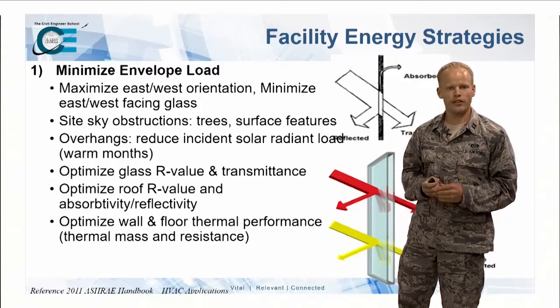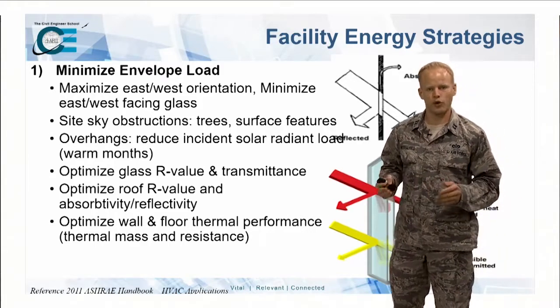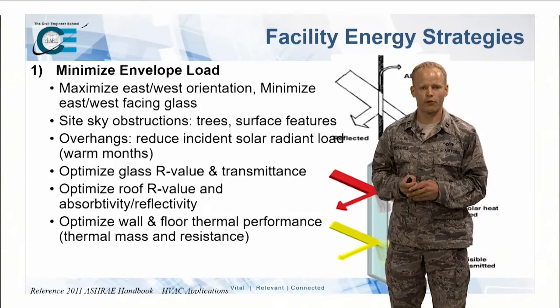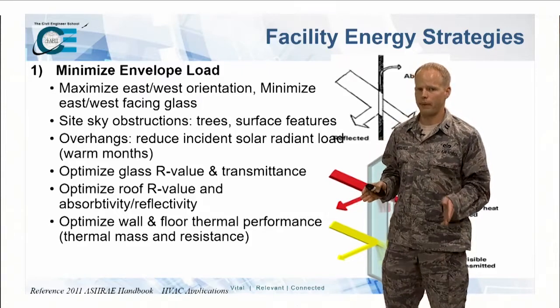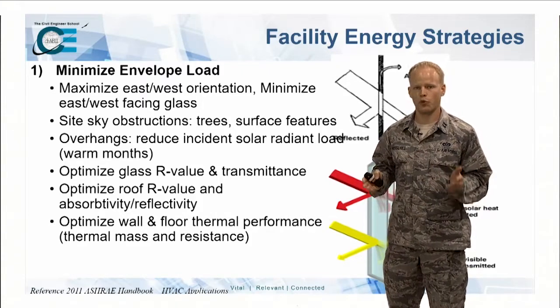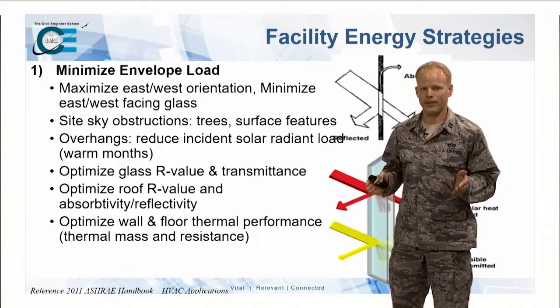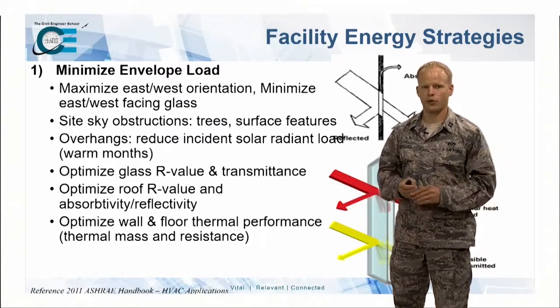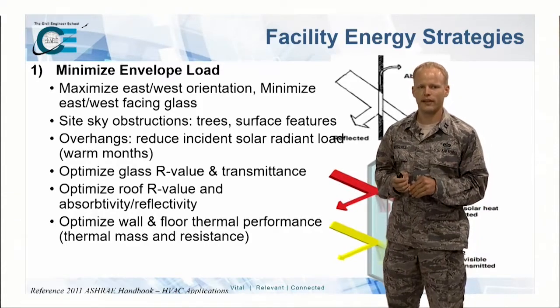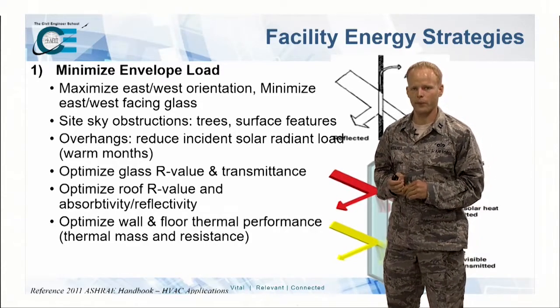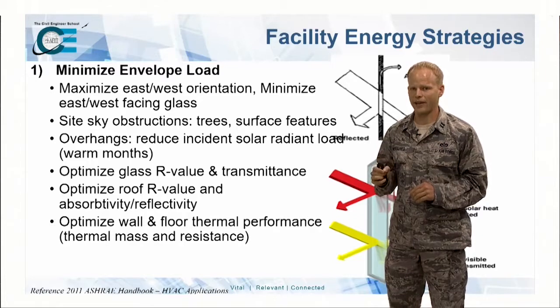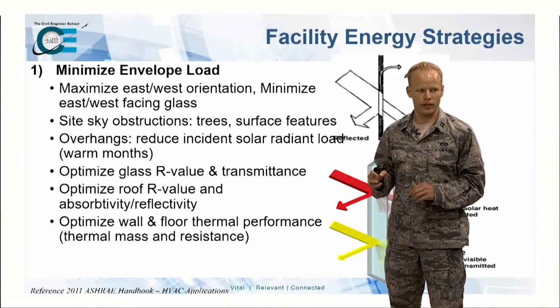Optimize glass R values and transmittance. Optimize roof R value, absorptivity and reflectivity. There's been a big push to paint your roofs white. At Holloman, we were painting our roofs white. And what does that do? Well, it increases the reflectivity and decreases the absorptivity of the roof. Just by that, you can save significant energy.